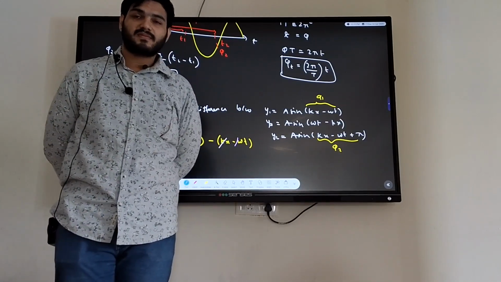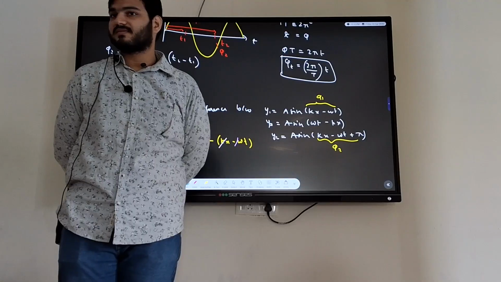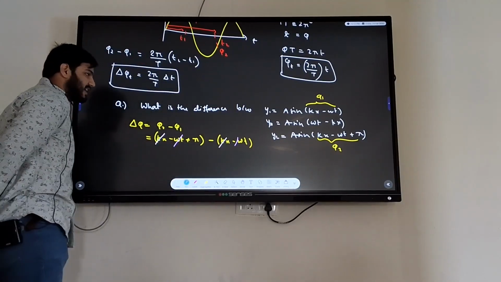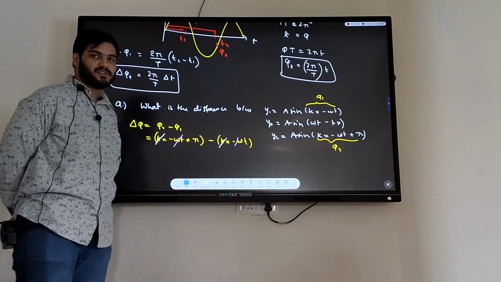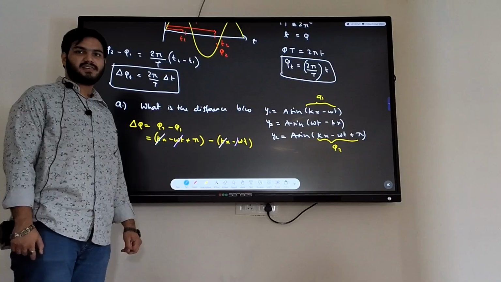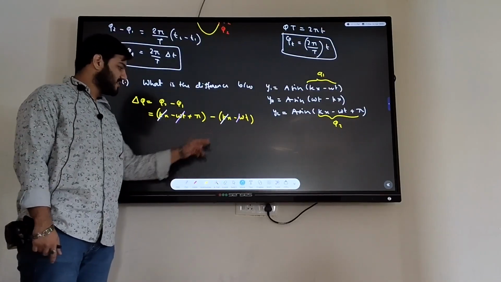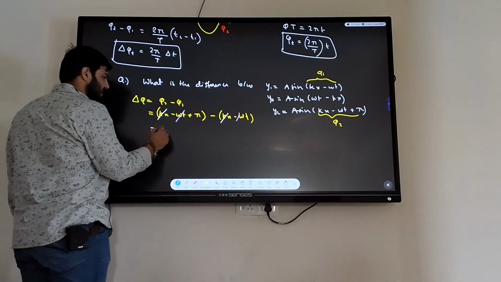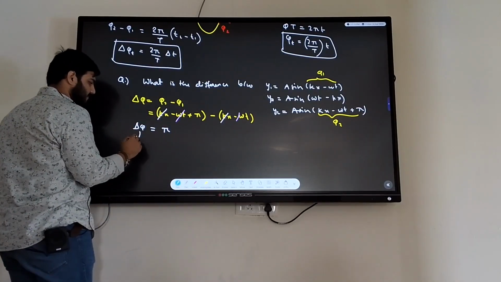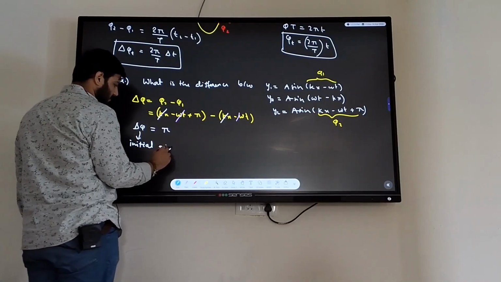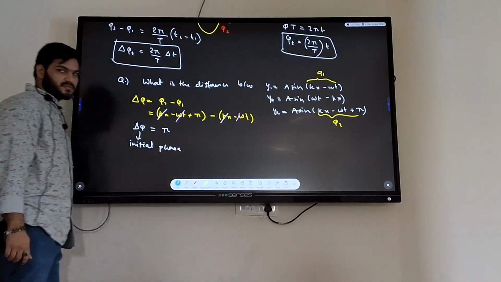What is that phase called? Initial phase. It's the initial phase. Very good. At t equal to 0 and x equal to 0, you already have an inbuilt phase. Do you understand? It's not due to any kind of spatial or temporal changes. It's called the initial phase difference. Simple as that.